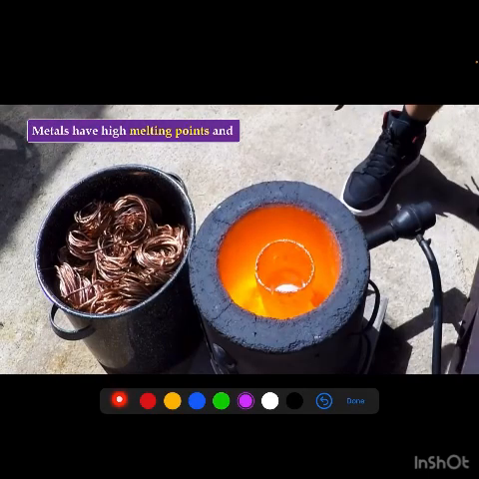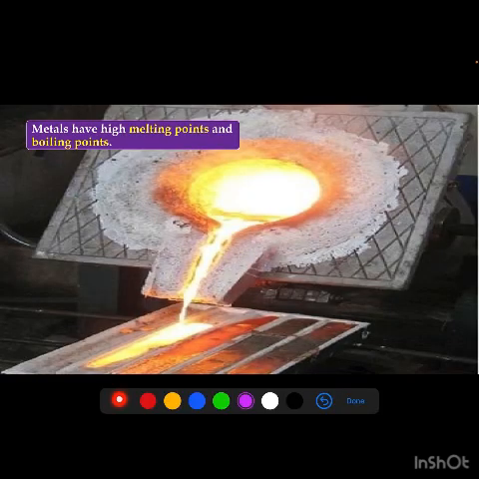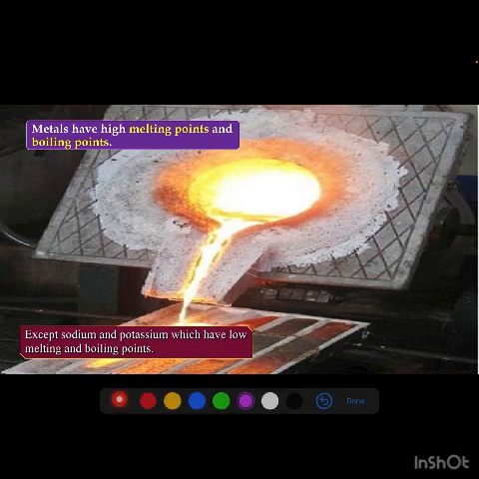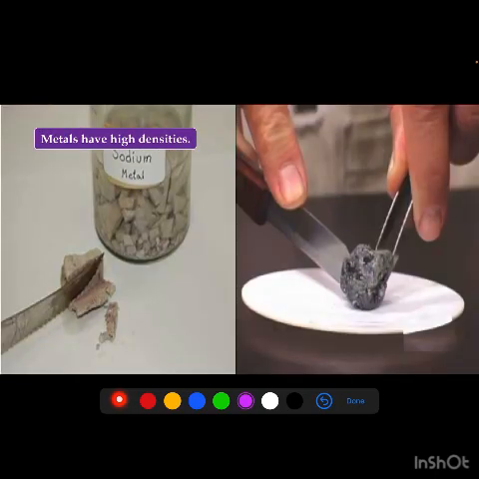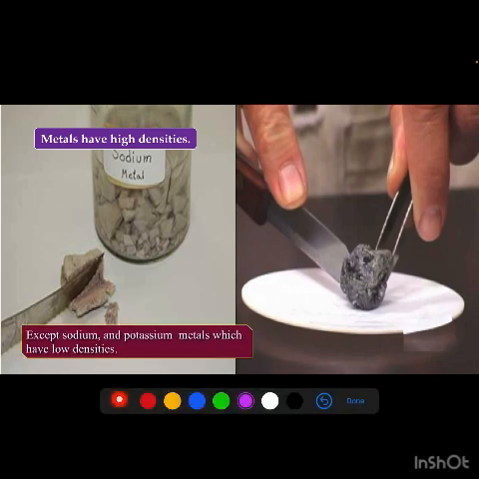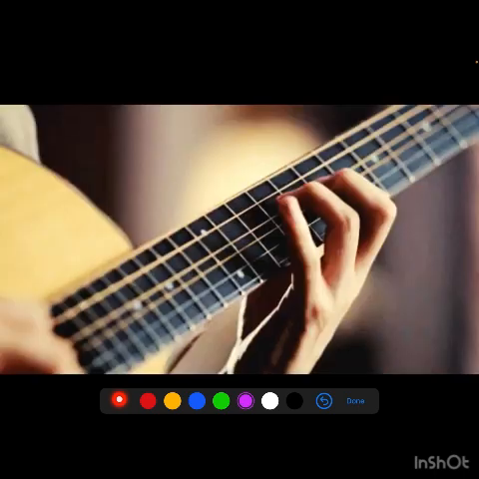And metals have high melting and boiling points also. That means it requires lots of heat to boil a metal and to melt it. So that is why metals have high melting and high boiling points, except the two metals sodium and potassium, which are very soft. They have low melting and boiling points also. Metals have high density, but these same two metals, sodium and potassium, have very low density.